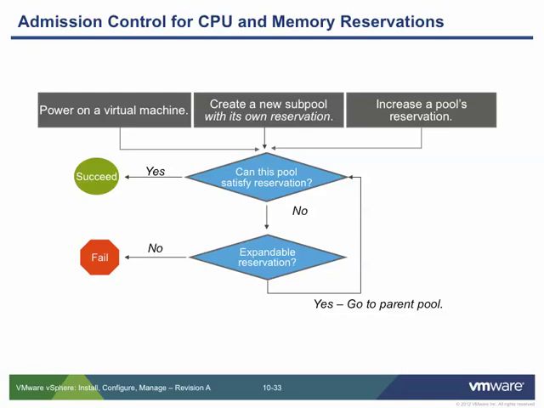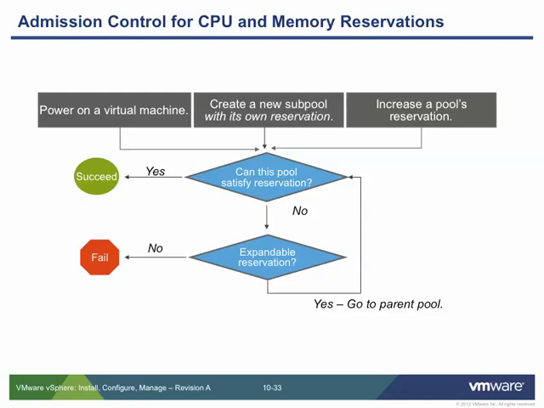It's kind of a confusing word sometimes, but admission control is what allows a virtual machine to be powered on. Admission control is what allows a pool to be created or a subpool to be created. It's also what allows the reservations to be increased. And admission control actually does some other things as well, and we talk about adding hosts and whatnot. But for this particular example, we're looking at powering on a virtual machine, creating a pool or a subpool, or increasing a pool's reservation.